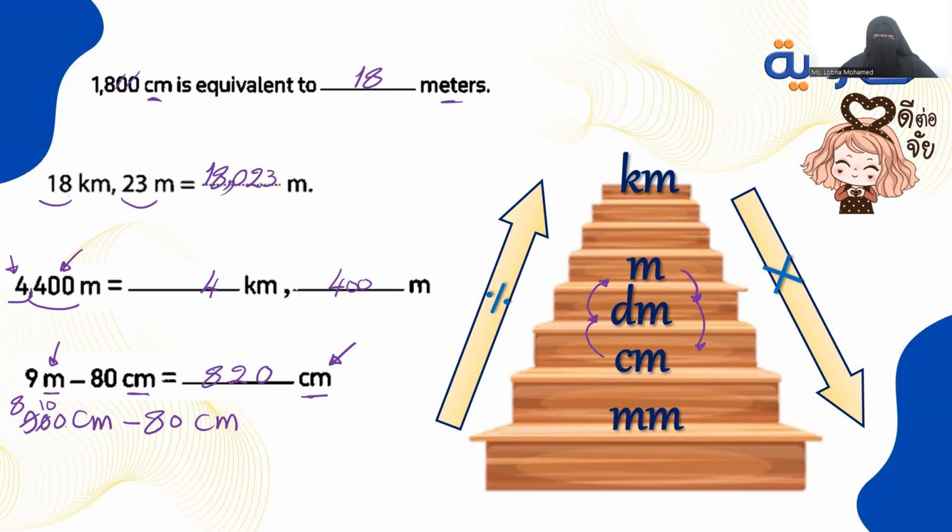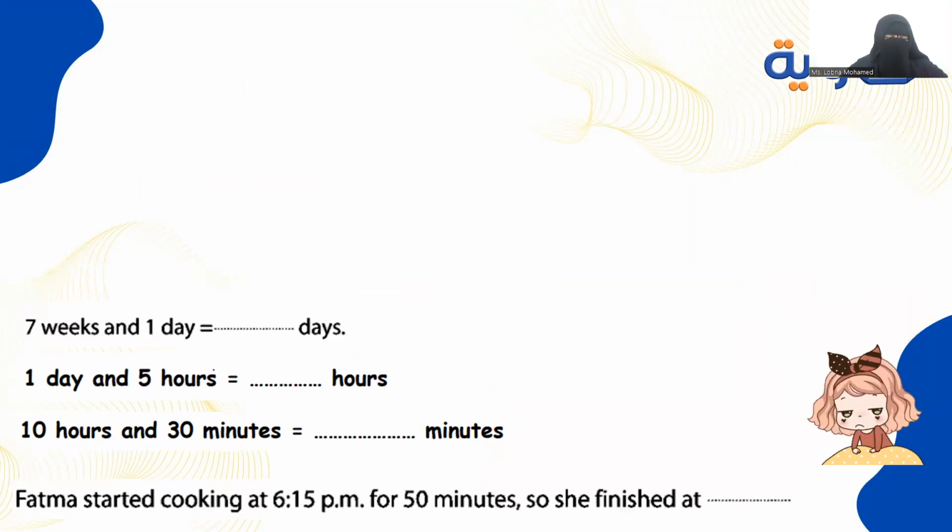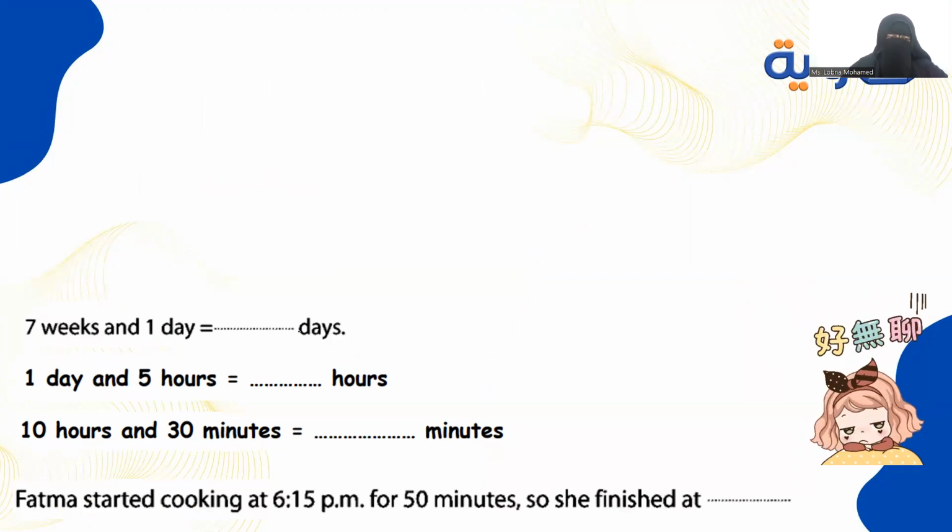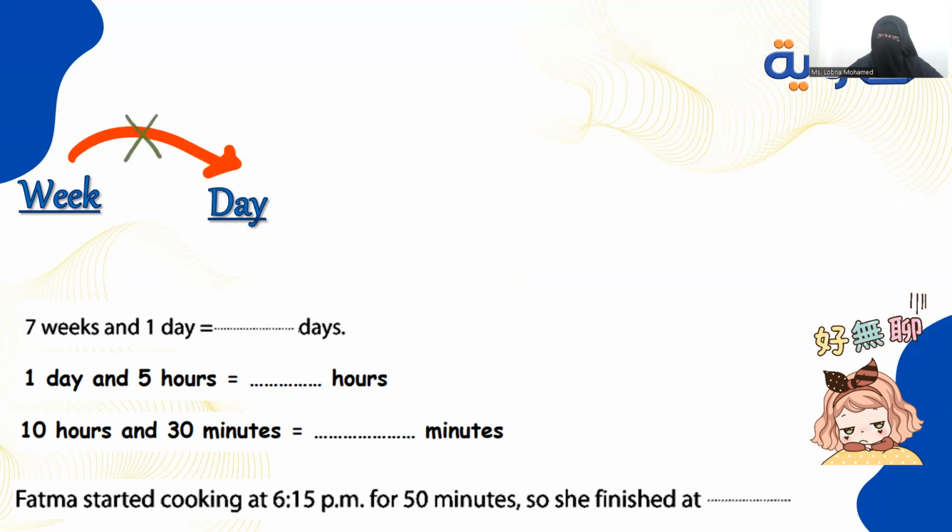Now let's move to another kind of units. 7 weeks and 1 day equals how many days? Let me remind you how to convert from one unit to another. But which units? The units of measuring time. How can we convert from week to day? From big to small, you have to multiply. But multiply by what? Of course, we have 7 days in a week. So we have to multiply by 7. And the inverse, from day to week, we have to divide by 7.